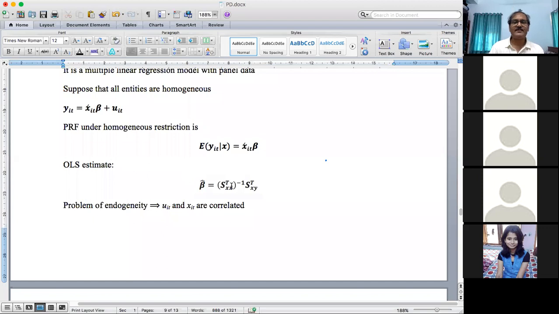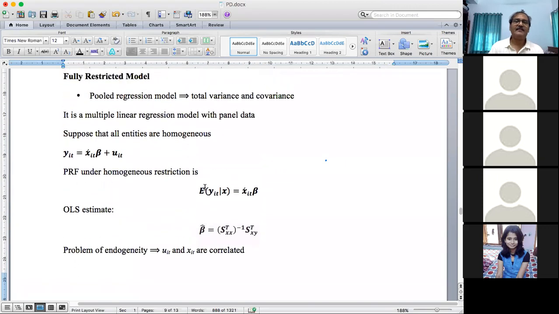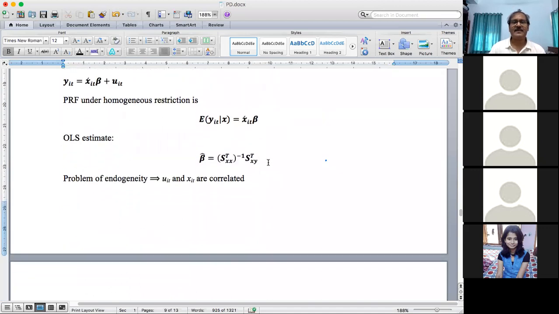The variance component is obtained by considering the total mean. So this is the total variance and this is the total covariance. By using total covariance and total variance, you can have the OLS estimate of beta, that is beta hat. As I have already mentioned, in the case of pooled regression model, we can utilize the concept of total variance and total covariance. Okay, so up to this, there is no problem, and they are similar to the conventional case of the multiple linear regression model.